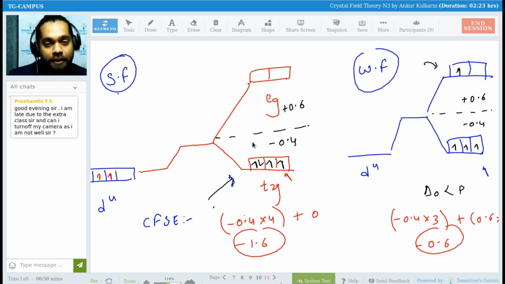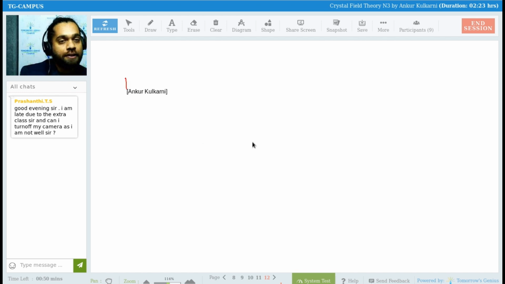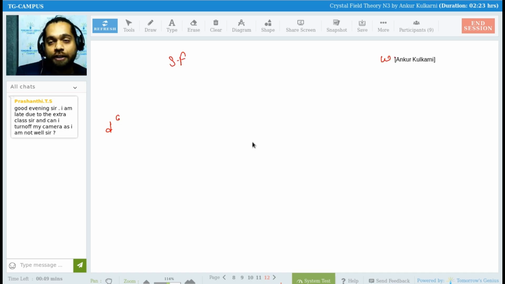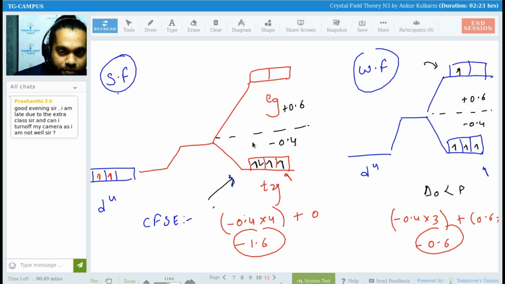Suppose I have, let us say, D4 we have done, no? Let us say we have D6. I want CFSE for D6 for strong field as well as weak field. Come on, calculate and draw the CFT. Draw the splitting. I want to see the book. Anthony, for you, I'm keeping this page open. See, this is strong field, this is weak field.